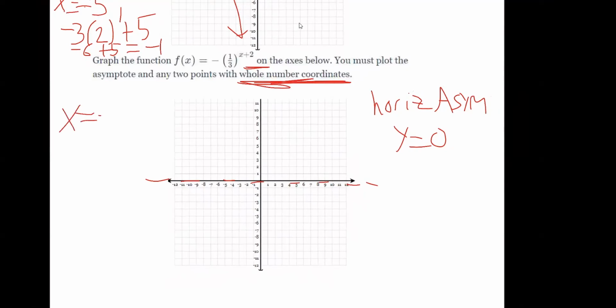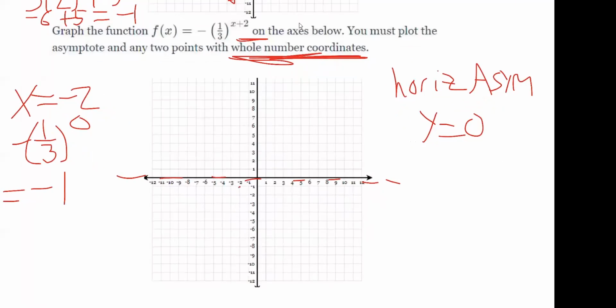So one way, obviously, we can make this equal to 0. So if I did x equals -2, that would just be -1/3 up to the 0 power, which would just be really -1, because -1/3 up to the 0 power is just 1. So one of my points would be -2, -1. But I don't want to plug in 0 or 1 because I don't want to get a 1/3 up to a whole number.